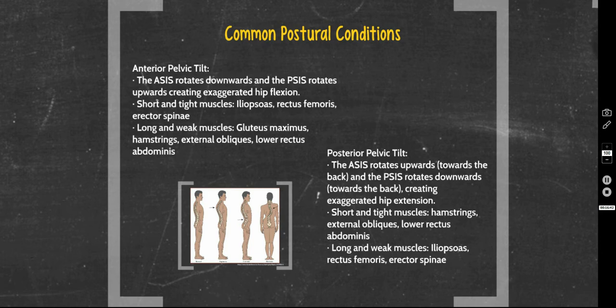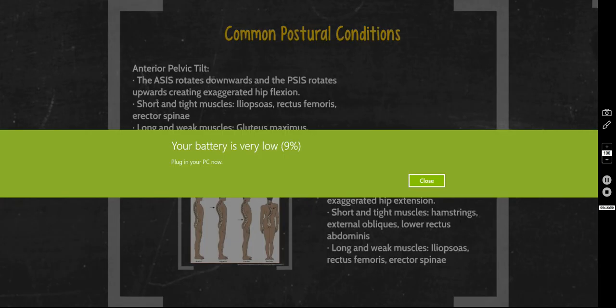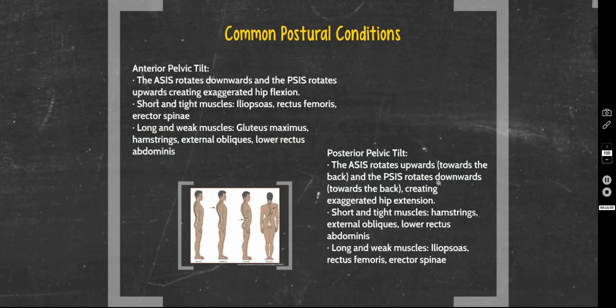And this is when your ASIS, your anterior superior iliac spine, rotates upwards towards the back, and the PSIS rotates downwards. So this creates an exaggerated hip extension, short and tight muscles, hamstrings, obliques, lower rectus abdominals, and like we mentioned before, long and weak muscles, your iliopsoas, your rectus femoris, and your spinal erectors.